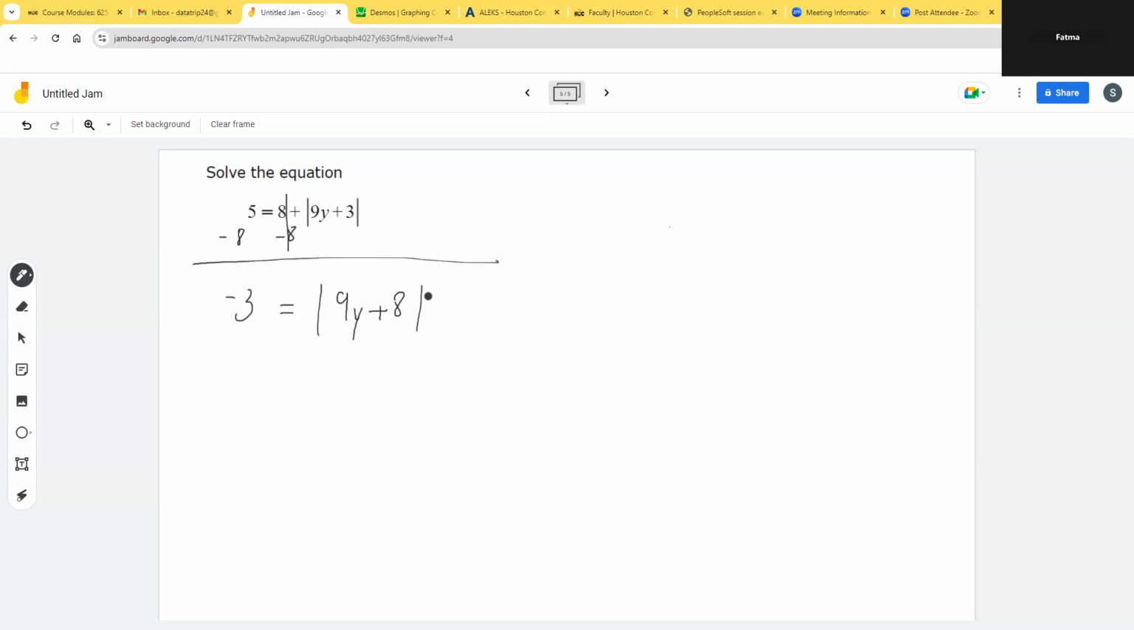Now, we isolated the absolute value term, and it's equal to a negative number. So what's my answer then? No solution, because we just talked about this. Absolute values cannot produce negative numbers, right? So whenever we have a case like this, we're just going to put no solution for these problems. Make sense?